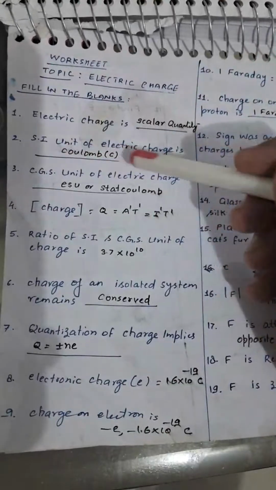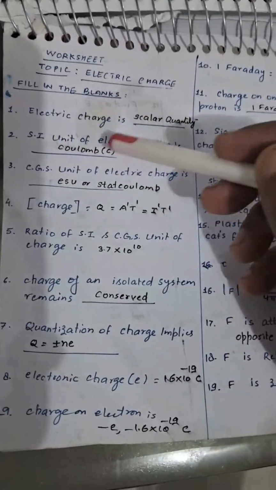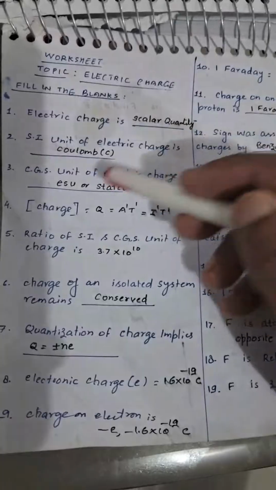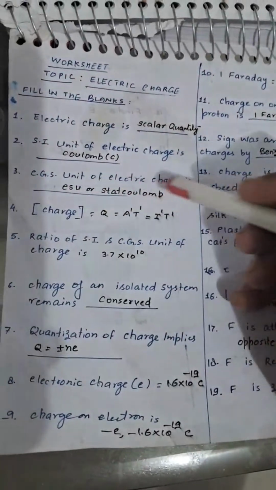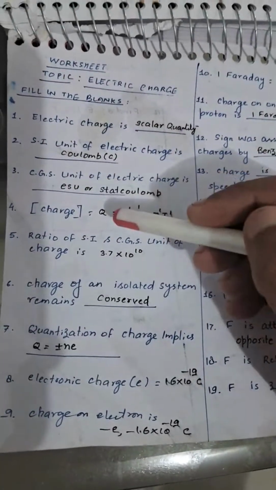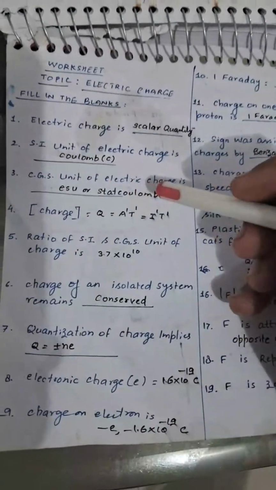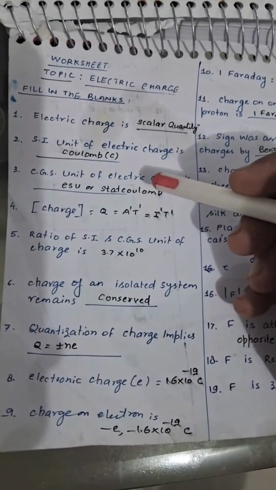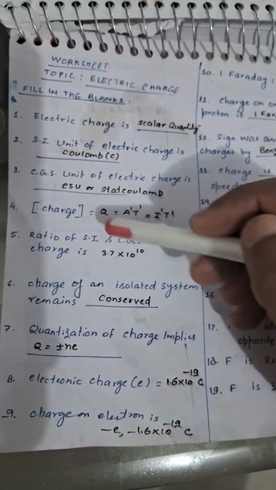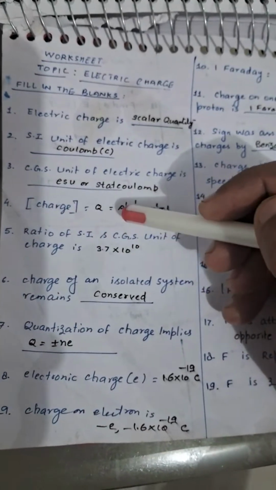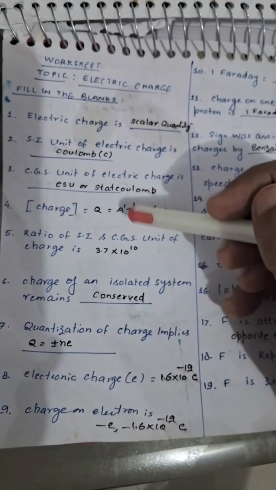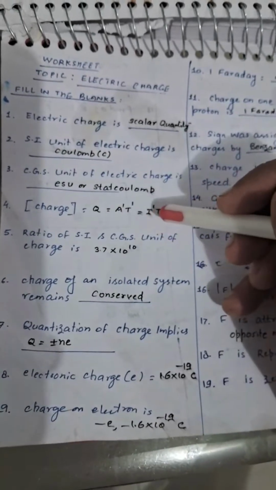Next is the SI unit of electric charge. This is the coulomb, represented by the symbol C. Next, the CGS unit of electric charge is ESU or statcoulomb. Then we have the dimensional formula for charge. So charge is current into time, so the dimensional formula will be A1T1 or I1T1.